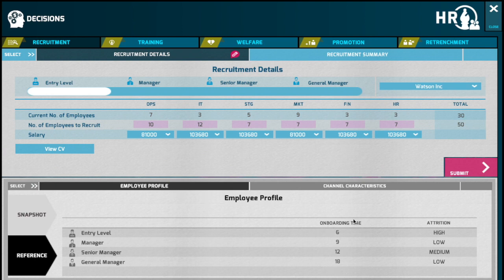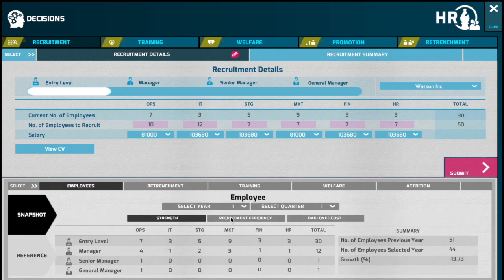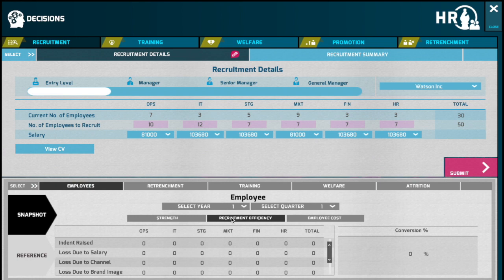By looking at the onboarding time, you would need to understand the time it takes for each of the employees to get onboarded. For example, if you choose to recruit a general manager, it would take them about 18 moves or 1 quarter to join the organization. Having planned the recruitment request, you could check the impact of your decision in the recruitment efficiency and the cost section. The recruitment efficiency gives you details on the number of people who joined your organization and the overall conversion percentage. Please note, the higher the conversion percentage, the better it is.